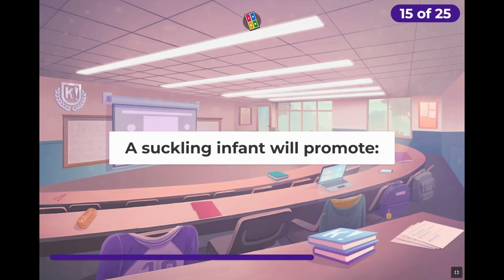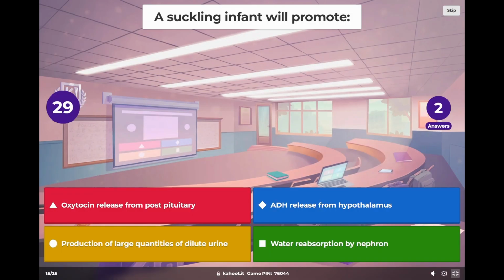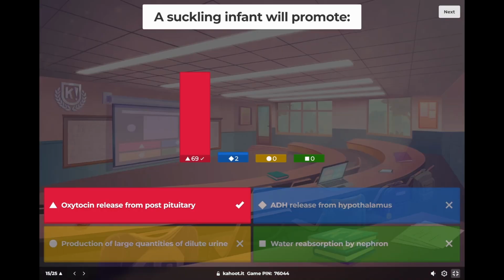Okay, a suckling infant will promote what? Okay, test taking skills. One of these answers is not like the other three. Yeah, so not all of them. One of them is not, but the other three are. Yes. Oxytocin for the milk let down. What hormone creates the milk? No. Pitocin is oxytocin. Prolactin makes the milk.